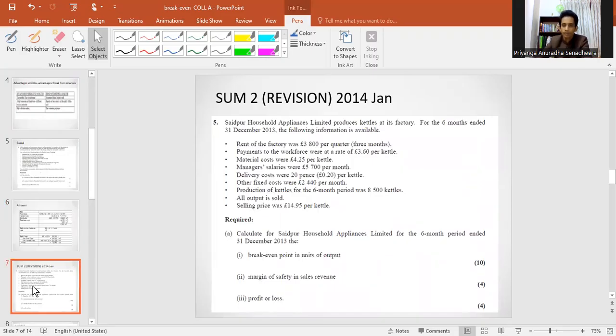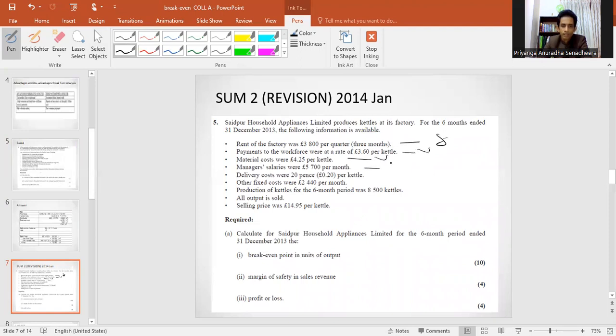That's also another sum we are discussing here. So this is Sadipur Household Appliances Limited, produced kettles at its factory for the 6 month period ended 31st December 2013. The following information is available. So its marking is very important here. Now the rent is a fixed thingy. Payment of workforce for rate of 3.60 per kettle, it's a variable, and material cost per kettle variable.